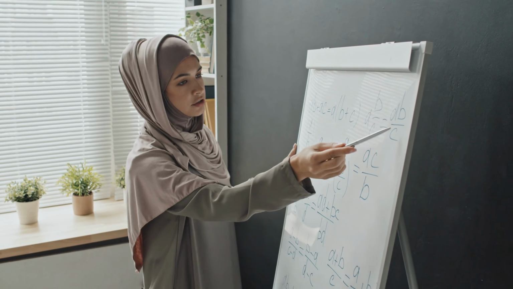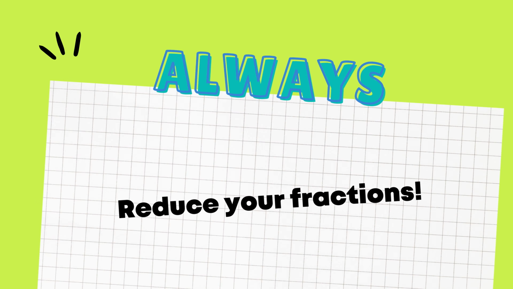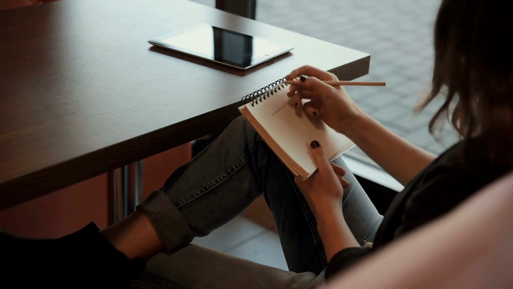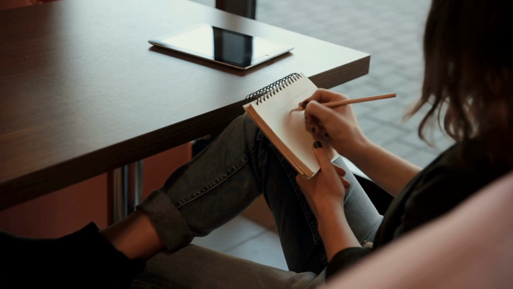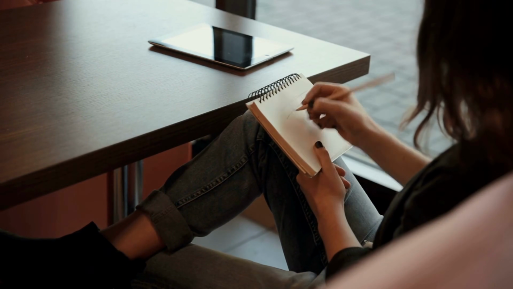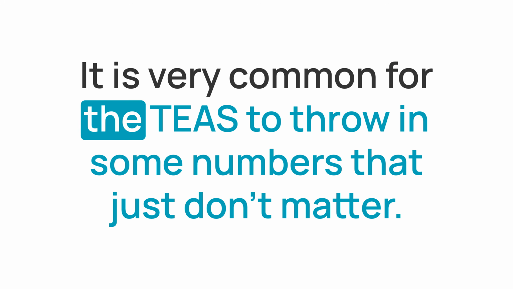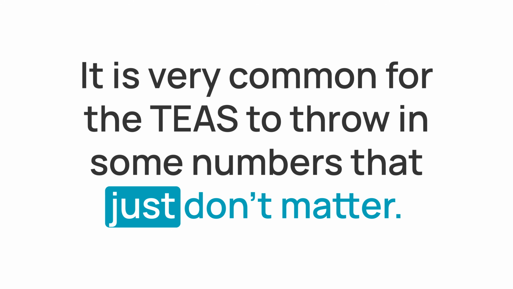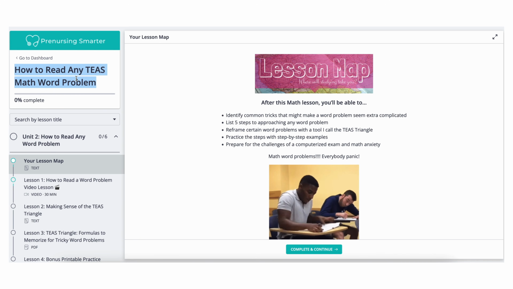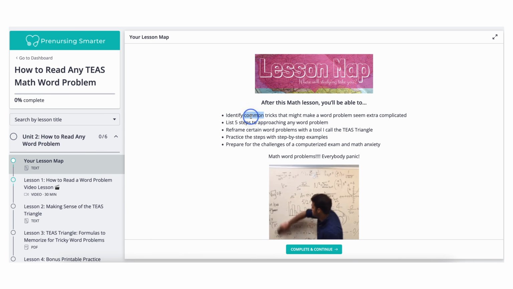Unless for some reason it tells you not to, always, always, always pick the most reduced fraction. Another common mistake students make when they take the TEAS math section is getting distracted by irrelevant information in a word problem. It is very common for the TEAS to throw in some numbers that just don't matter. I teach strategies for this and do tons of examples in my TEAS prep program.